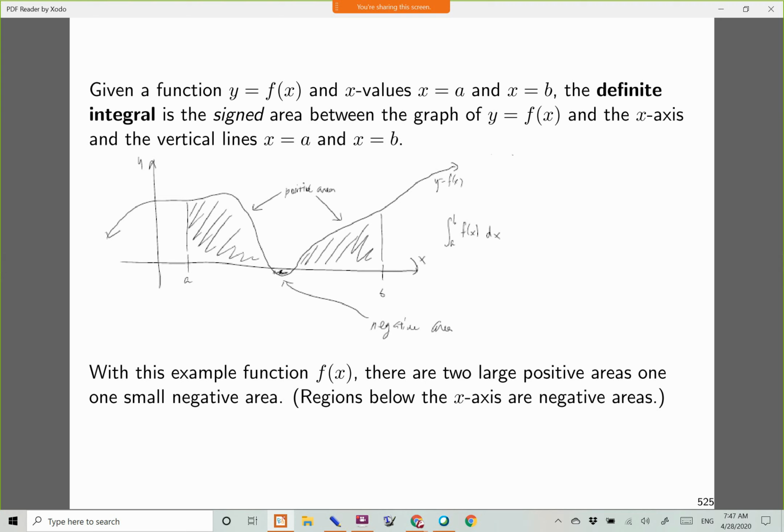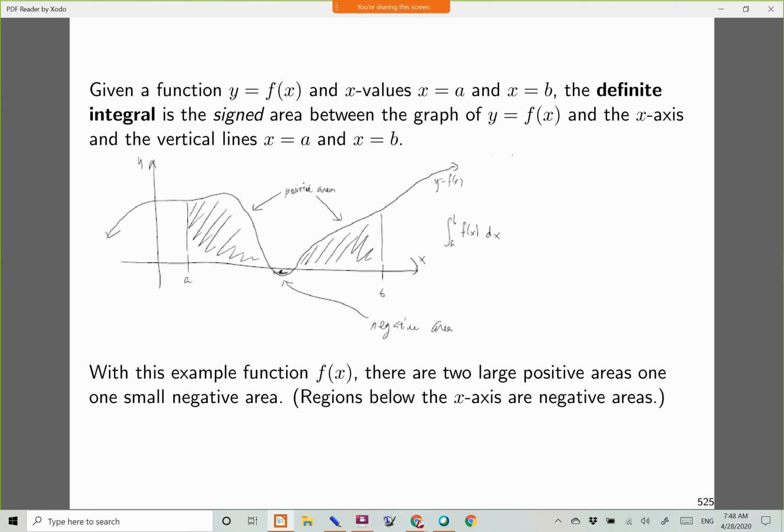There were different pictures provided yesterday, but here, using this function that dips just slightly under the x-axis for a moment, using this x value called a and this x value called b, there are now three shaded regions. There's a bigger positive shaded region, a medium-sized positive shaded region, and a tiny bit of space under the x-axis, which will be counted as negative area. In this new fourth cartoon picture, there are two big positive areas and one small negative area. So overall, the area in this picture should be positive because there's much more positive area than negative area.